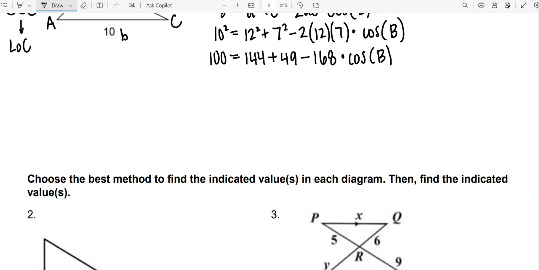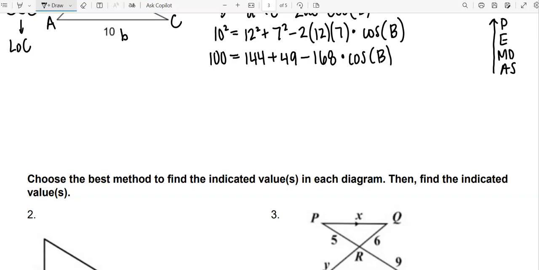So if it were just numbers, we would go in the order of operations. If we're solving for a variable, we need to undo the order of operations. So order of operations, remember, is parentheses, exponents, multiplication, division, addition, and subtraction. And we want to undo that. So tell me the things that are adding or subtracting on the side with cosine.